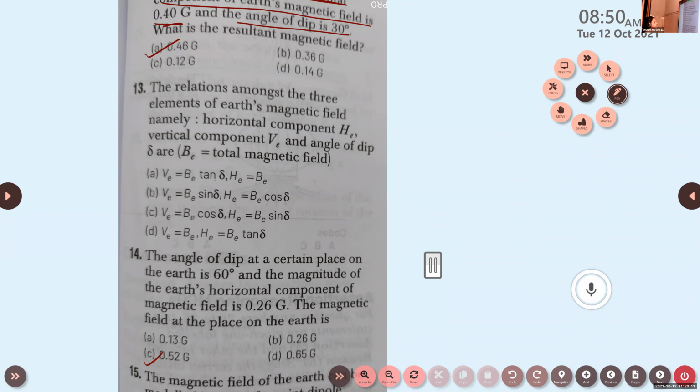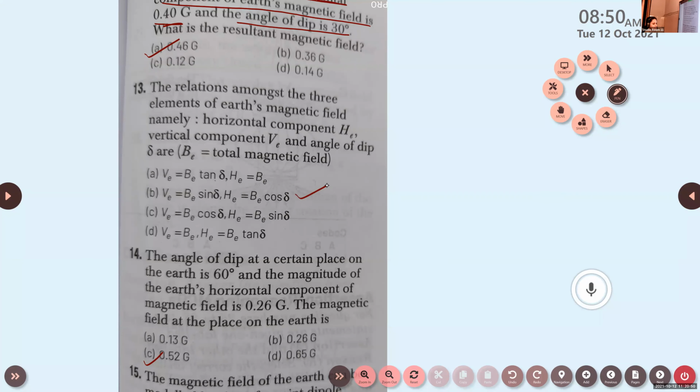The options are: V is equal to BE tan delta or H is equal to BE; V is equal to BE sin delta, H is equal to BE cos delta; V is equal to BE cos delta, H is equal to BE sin delta; and V is equal to BE, H is equal to BE tan delta. Which is the right answer? The relation between Earth's magnetic field, horizontal component, and vertical component is option B.